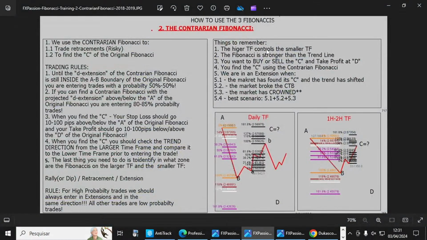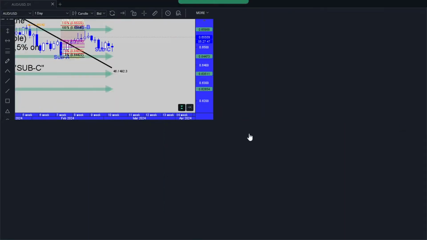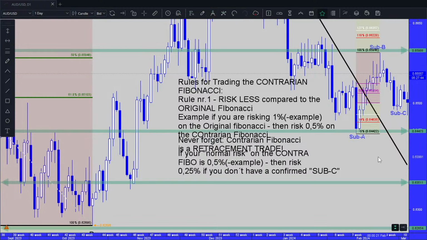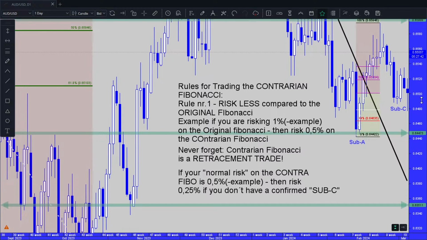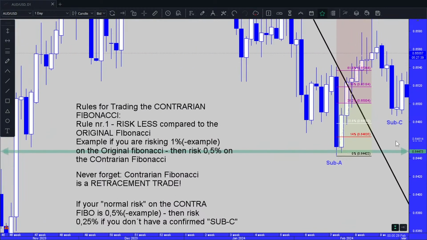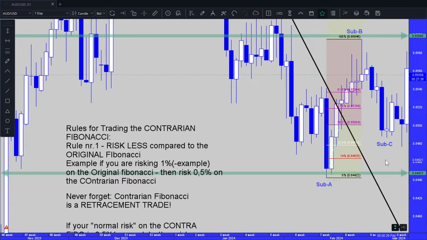Things to remember: the higher time frame controls the smaller time frame. The Fibonacci is stronger than the trend line. You want to buy the C and take profit at the D. So we are in extension when the market found the C and the trend has shifted. The market broke the counter trend line, or the market has crowned. What does this mean? Or how does this look like on the chart? So me and Sam, we know that it's a confirmed C. Now I'm waiting for the correct moment to enter.